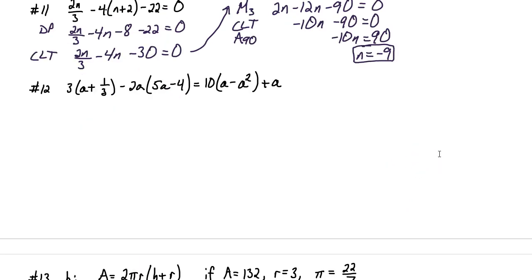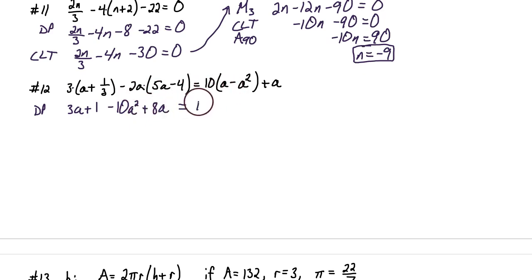Number 12, let's solve this equation for a. I notice all kinds of grouping symbols with terms being multiplied in front of the grouping symbols. So there is distributive property in this problem. 3 times a is 3a. 3 times the fraction 1/3 makes positive 1. Negative 2a times 5a makes negative 10a to the second power. Negative 2a times negative 4 makes positive 8a.